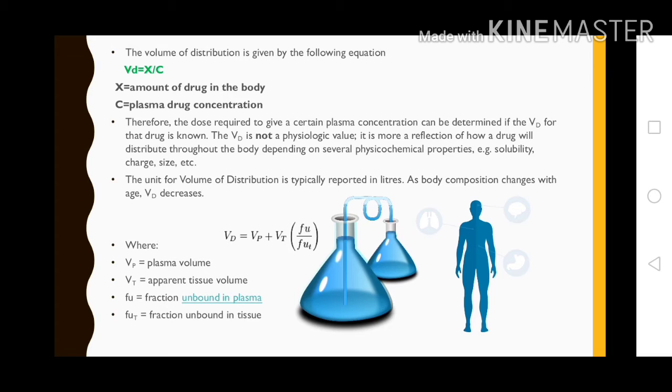The unit for volume of distribution is typically reported in liters. As body composition changes with age, VD decreases. As a person grows older, like we have seen before, the volume of distribution tends to lower, so the drug gets poorly distributed in the body. VD is also denoted as VD is equal to VP plus VT in the bracket FU upon FUT, where VP is the plasma volume, VT is the apparent tissue volume, FU is the fraction unbound in the plasma, and FUT is the fraction unbound in the tissue.